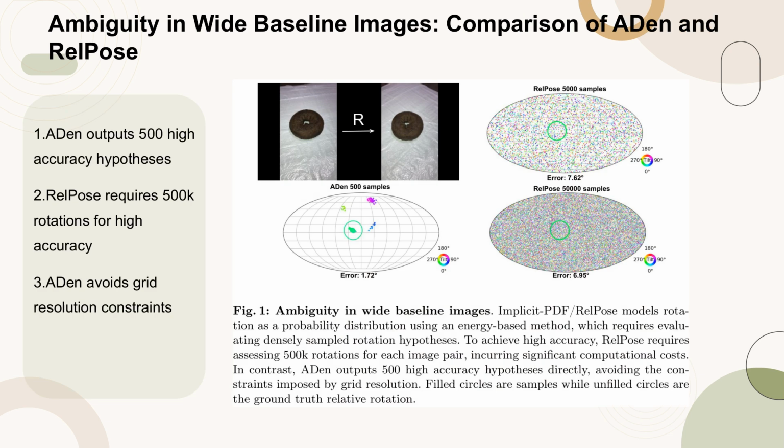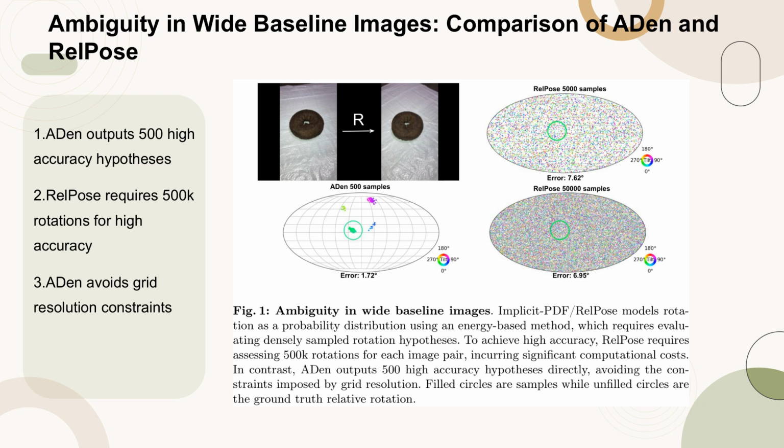Figure 1 illustrates the ambiguity in wide baseline images, focusing on the differences in handling rotation ambiguity between implicit PDF/RelPose and ADen. Implicit PDF/RelPose models rotation as a probability distribution using an energy-based method, necessitating the evaluation of densely sampled rotation hypotheses. For high accuracy, RelPose assesses 500,000 rotations for each image pair, leading to significant computational costs. Conversely, ADen directly outputs 500 high-accuracy hypotheses, circumventing the constraints imposed by grid resolution.